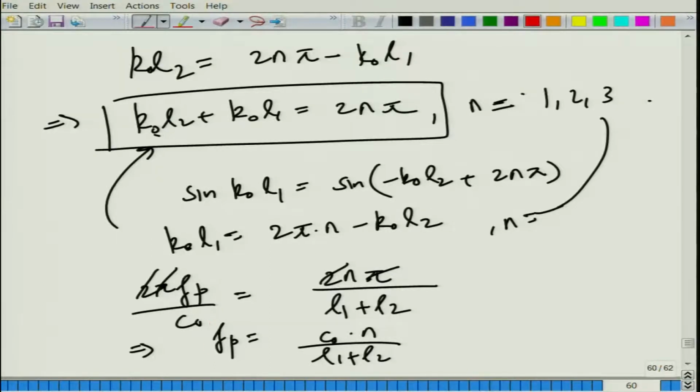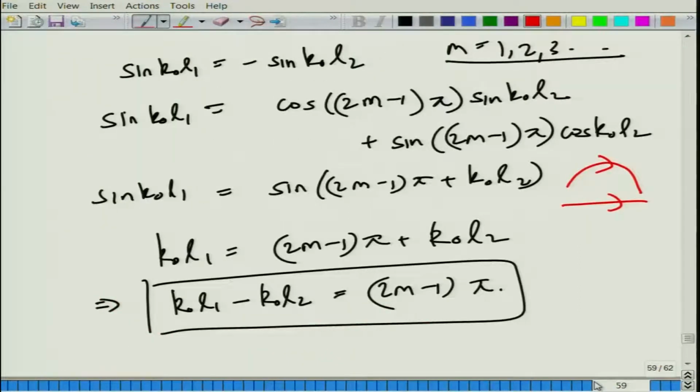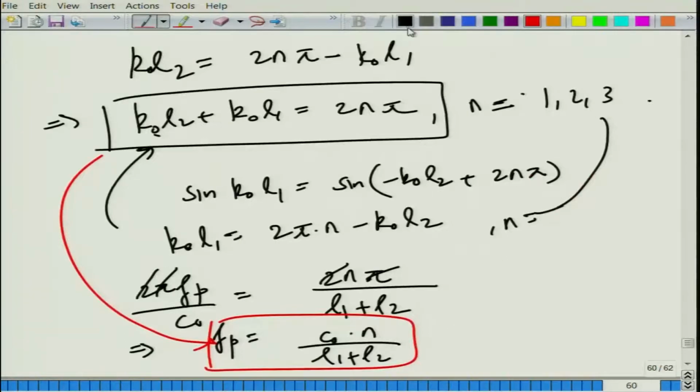Okay, you are getting this relation corresponding to this condition. What about the other condition? The other condition will fetch you the following relation. So, this is your f_p is equal to (2m minus 1) by 2 into C naught into L1 minus L2, or L2 minus L1, depending on whichever is greater. M is 1, 2, 3, 4.